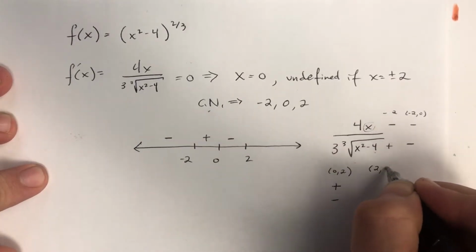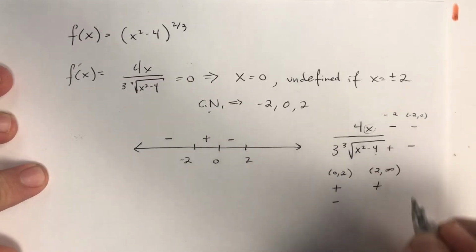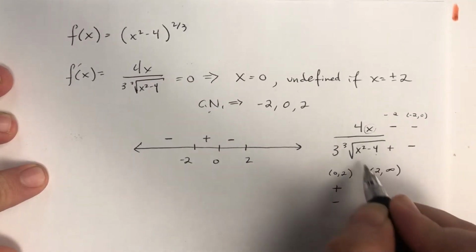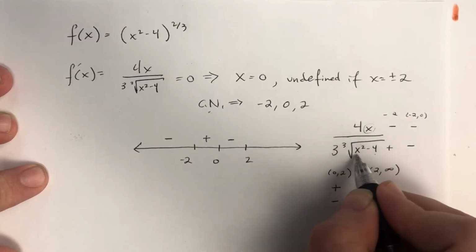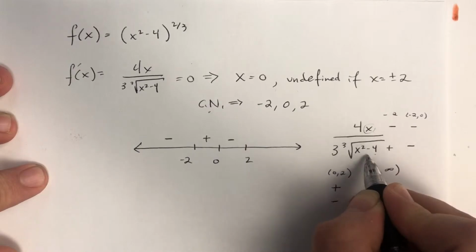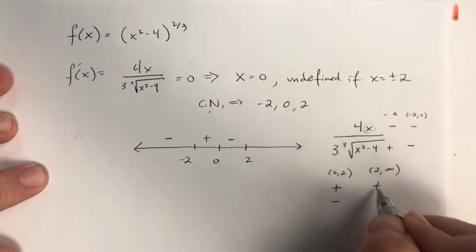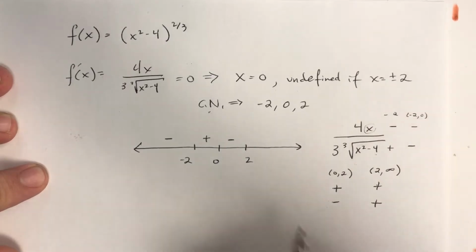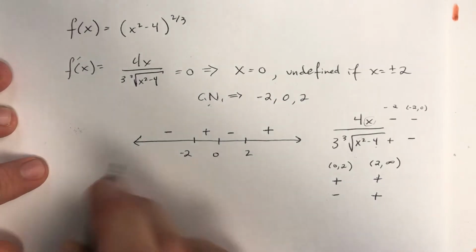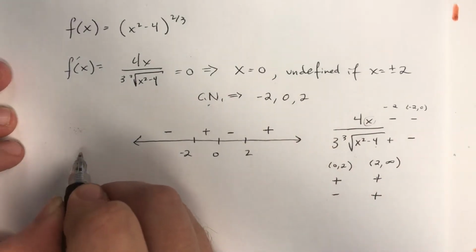And then from 2 to infinity, my numerator is positive. And if I plug in a number from 2 to infinity, this number is going to be greater than 4. So this quantity here is going to be positive. And so cube root of a positive is positive. So I've got positive in the numerator, positive in the denominator, which altogether gives me positive. So here's my sign line.